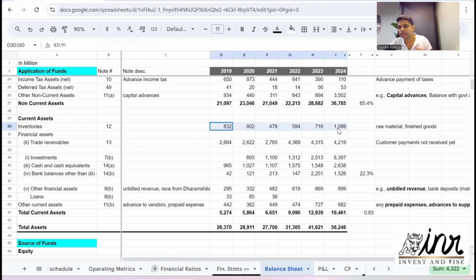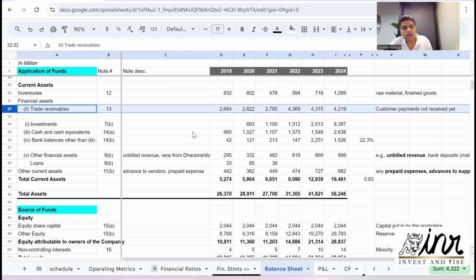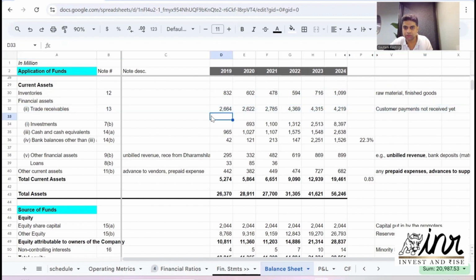It's some pharmacies, some consumable goods. It's typically not a problem for hospitals, so it's a small number for them. Trade receivables: as you know, receivables are payments which have not been received from the customers yet.